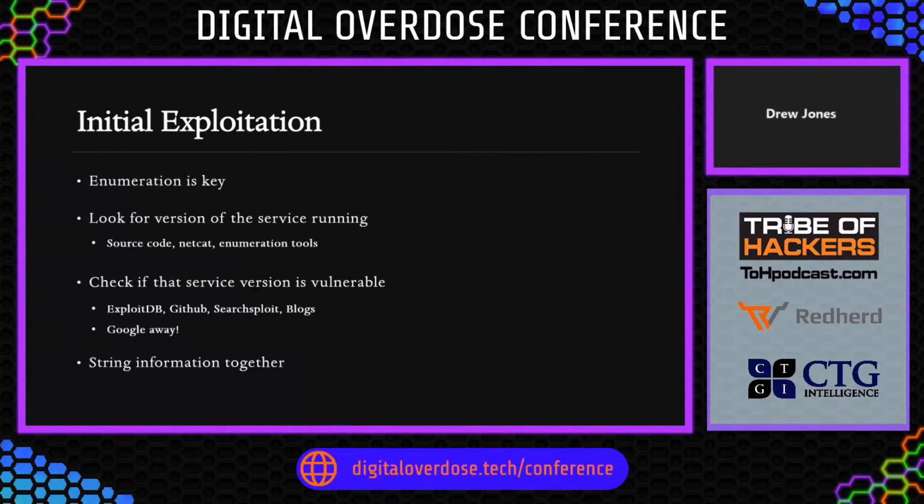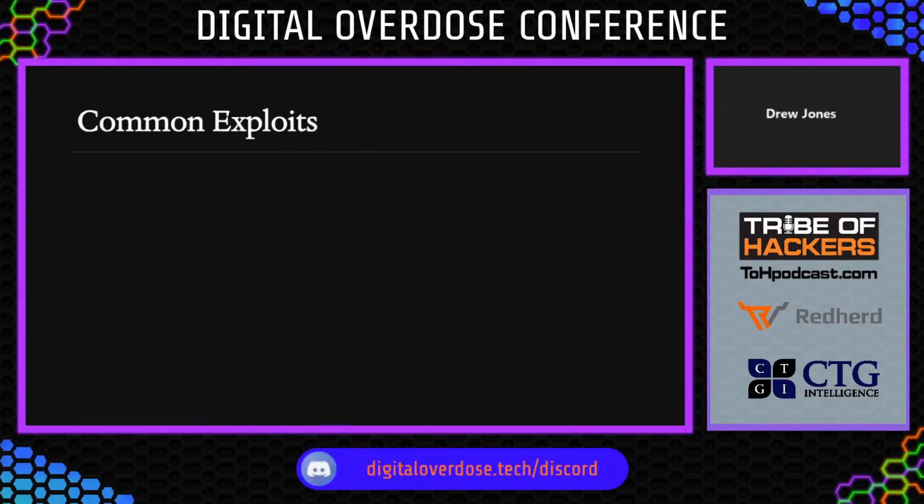Sometimes the exploit won't always be right in front of you, and you will have to string information together. For example, if you find, say, credentials on the HTTP port and you test them and they don't log you into the website there, test them out on SSH, test them out on SMB. String together multiple exploits, if needed even, to perform the initial exploitation and land a reverse shell.